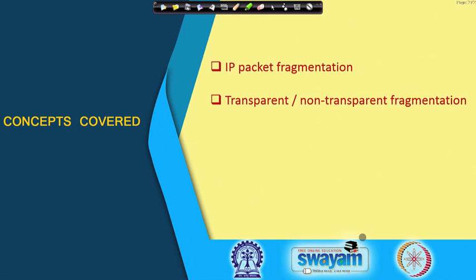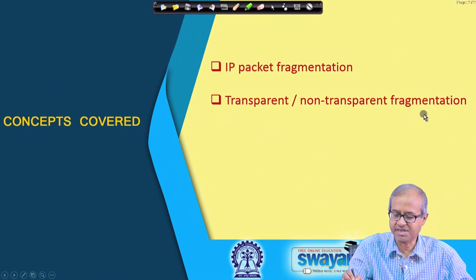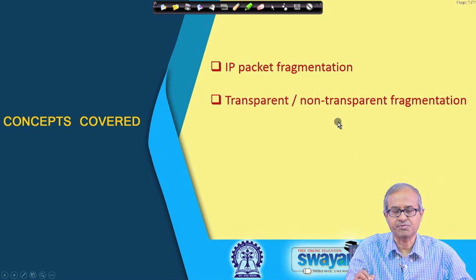Now, in this lecture I shall be broadly talking about IP packet fragmentation. IP addressing I will be talking about a little later. Firstly, we will be talking about IP packet fragmentation, and there are broadly two types of fragmentation, transparent and non-transparent. We shall be looking at those.